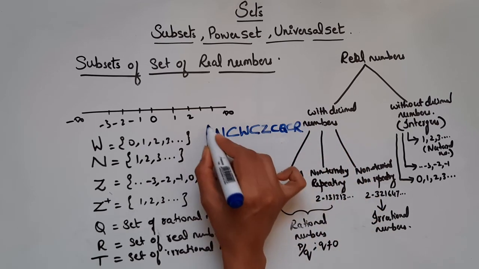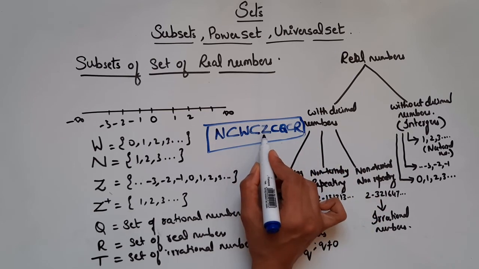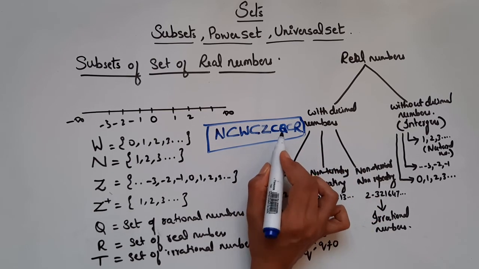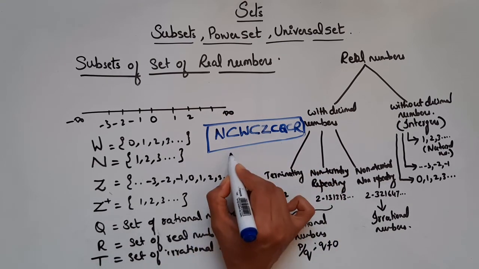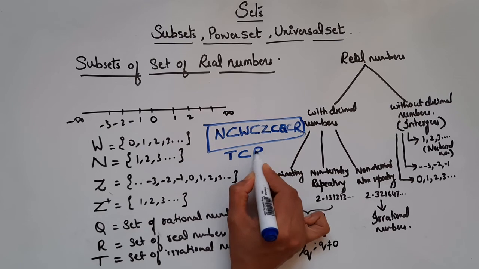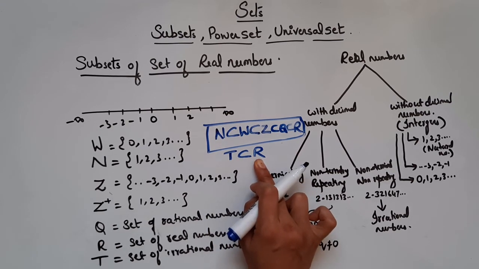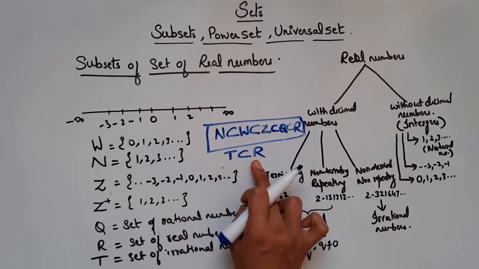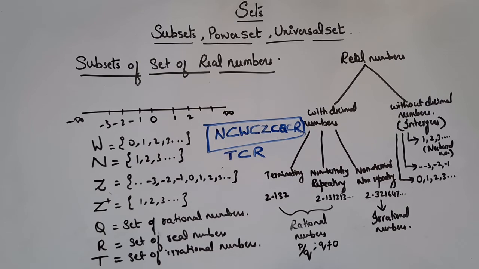So therefore we have natural numbers a subset of whole numbers, whole numbers a subset of integers, integers a subset of rational numbers, and rational numbers a subset of real numbers. We can also say T, that is irrational numbers, is a subset of real numbers, because all the irrational numbers are present in the real numbers, right? So therefore we can say T is a subset of R. So these are the subsets of the set of real numbers. I hope this is clear. Now let's move on to intervals as subsets of R. But before that, pause the video and note this down.